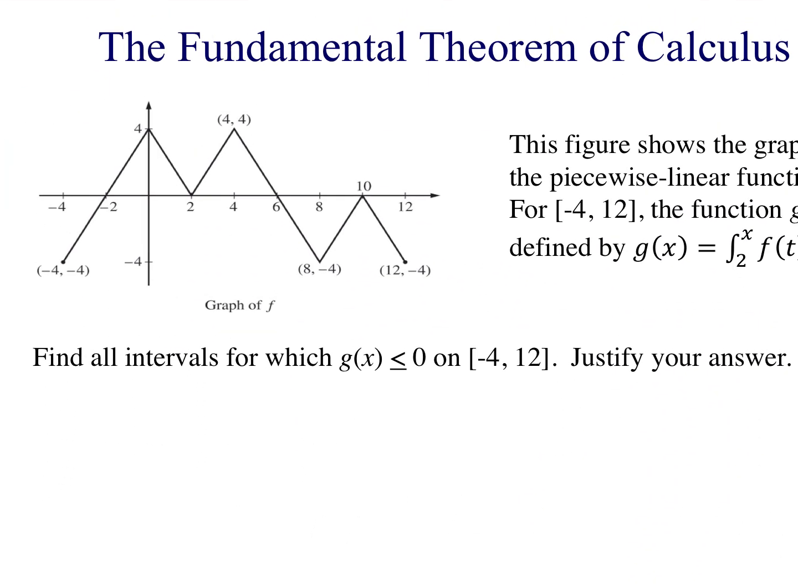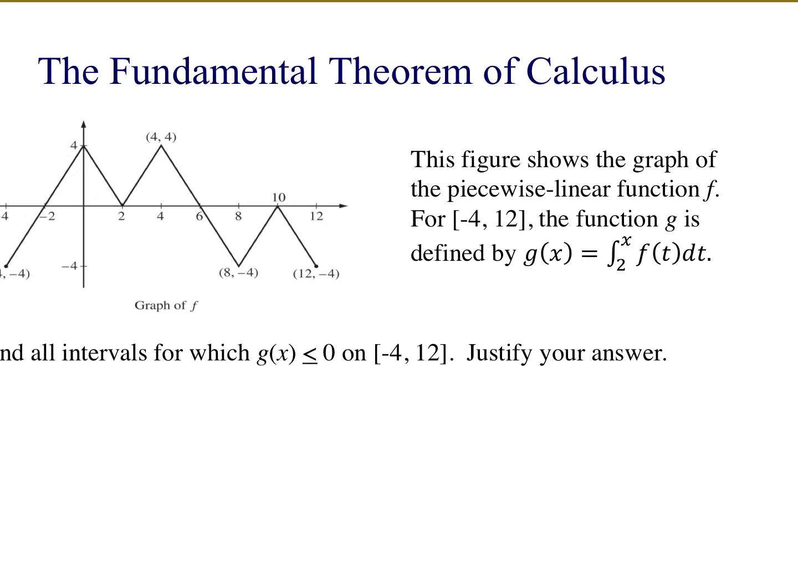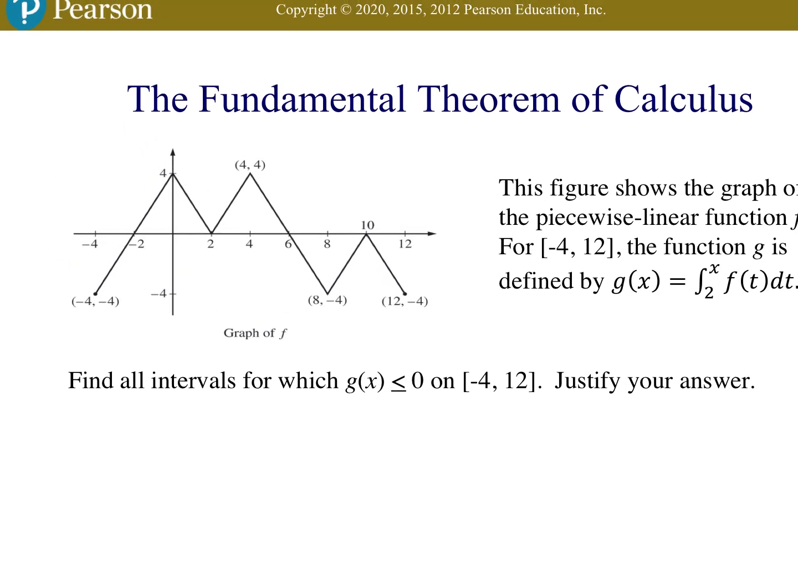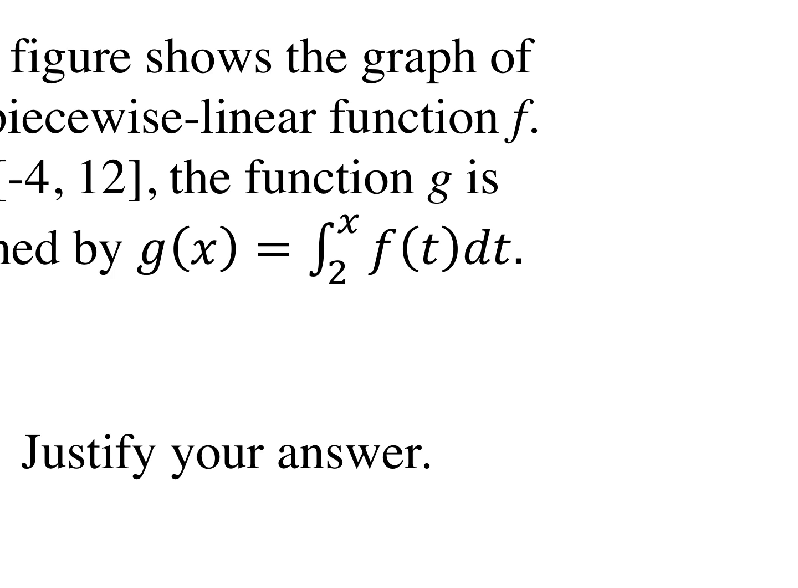Okay, let's try another one. Find all intervals on which G of x, so different graph now, is less than 0 from -4 to 12, this whole picture, and justify your answer. Okay. All right, well, how is G of x defined? So let's look at this. What does that mean? What meaning does that have to you? G of x is defined starting where? At the number 2, okay, and what are we doing after from that point of the number 2 on?